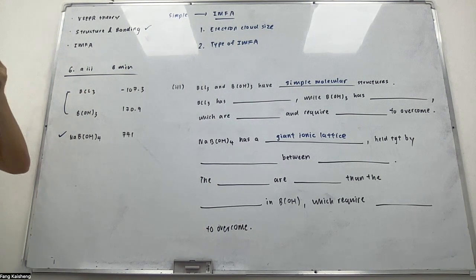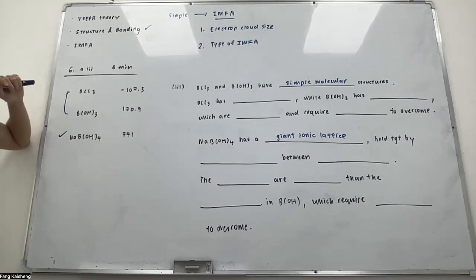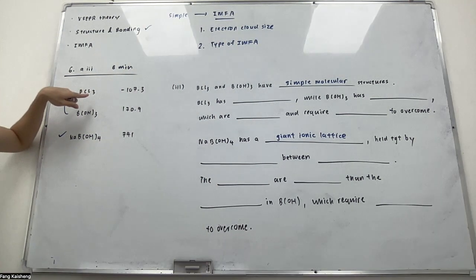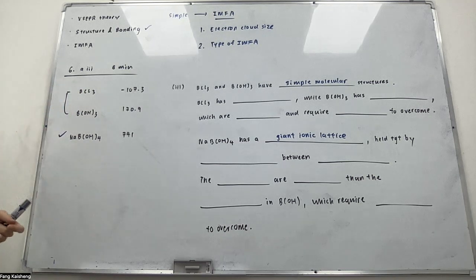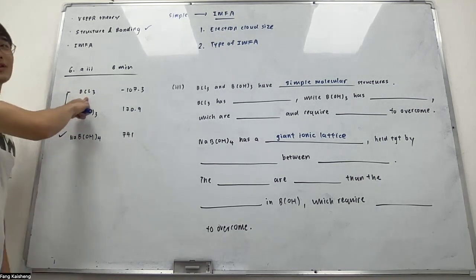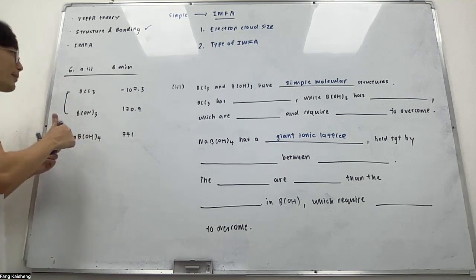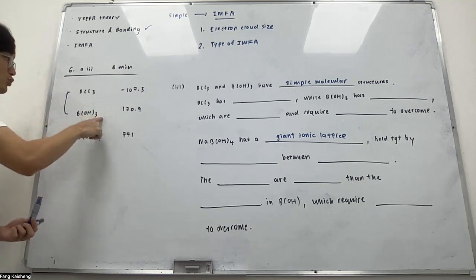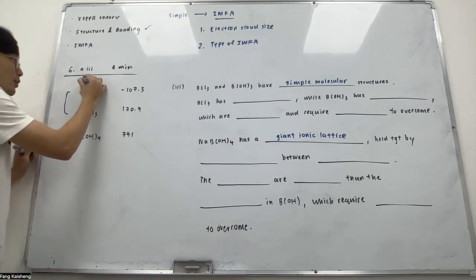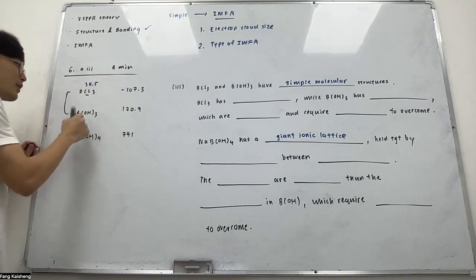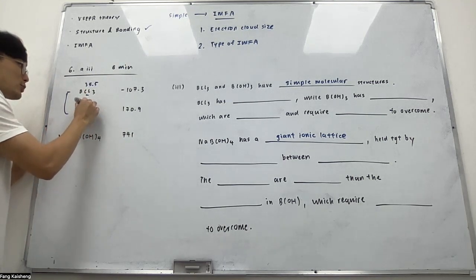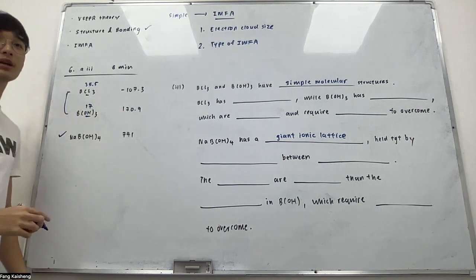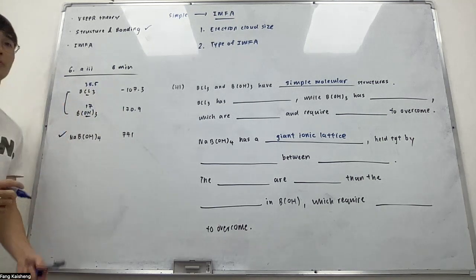Who is bigger? You do not need to calculate the Mr. You can estimate yourself. Who is definitely bigger? It's actually BCl3. BCl3 is bigger. Why? You see B and B, then there's 3 of them. One chlorine is 35.5. One OH is 16 plus 1, 17. So can you see who's bigger already? Definitely BCl3 is bigger.